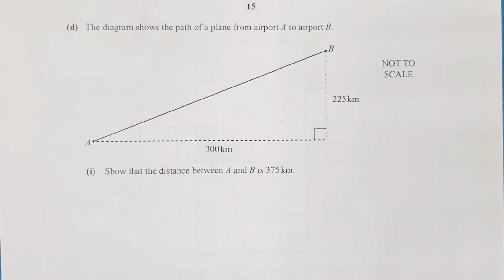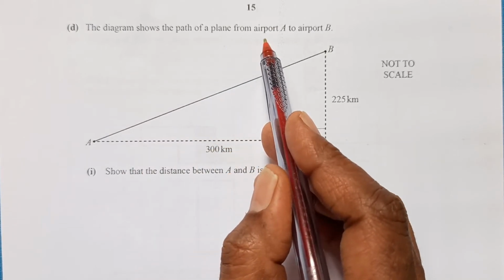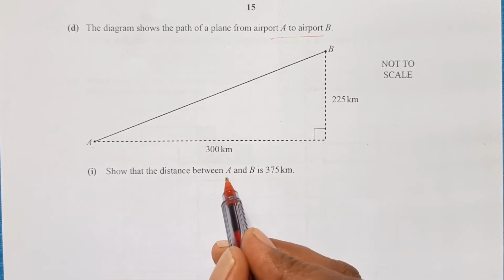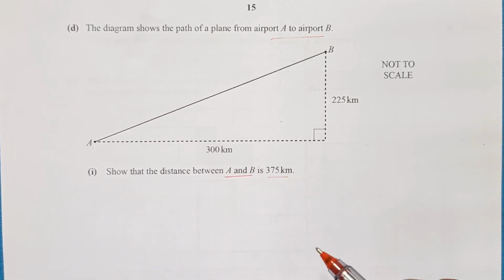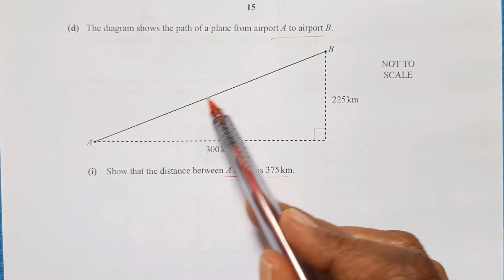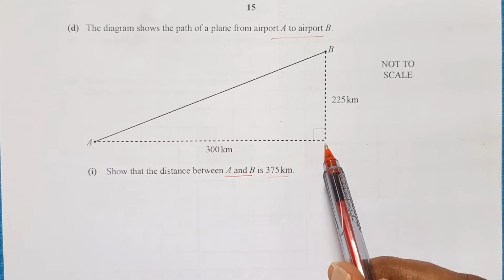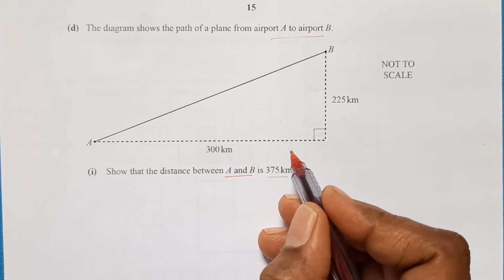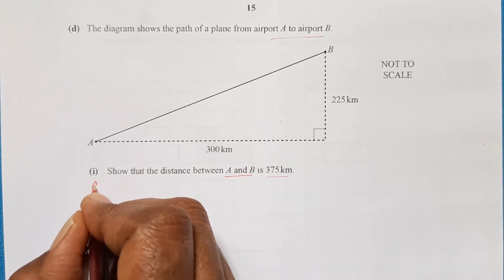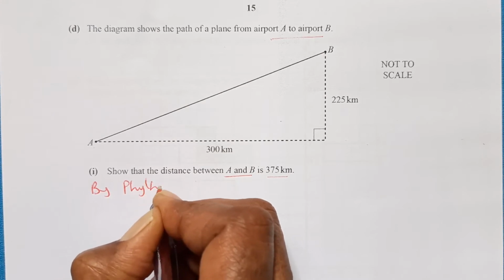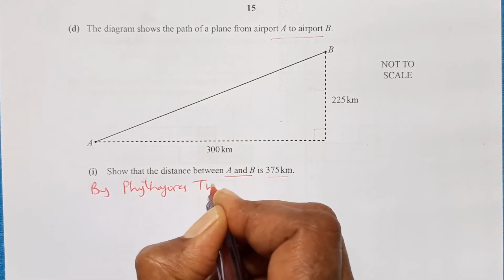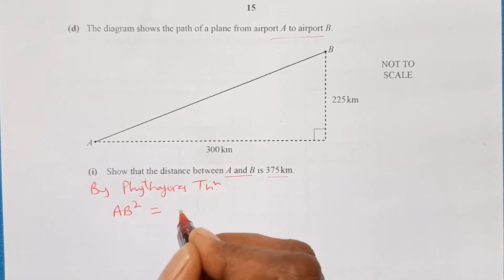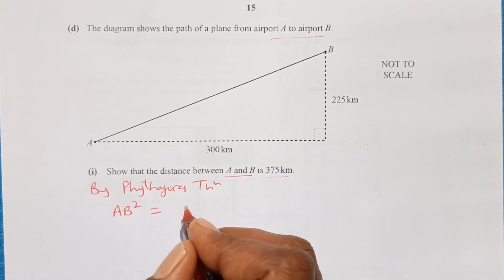Part D. The diagram shows the path of a plane from airport A to airport B. So this is the path. Show that the distance between A and B is 375. So there are two ways: going directly from A to B, and the other one from here then to B. So you can see this makes a right angle triangle. For the right angle triangle we can use Pythagoras theorem. So by Pythagoras theorem, the hypotenuse, which is AB squared, will be base squared plus the other side squared.